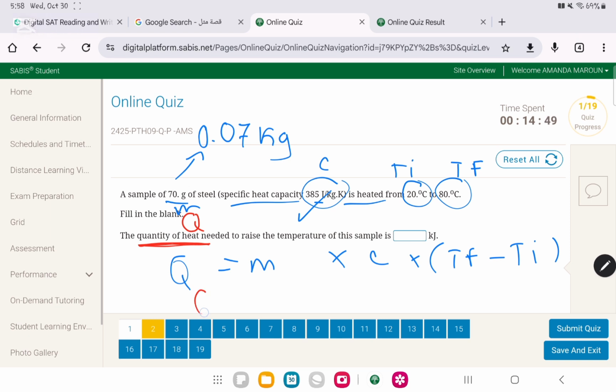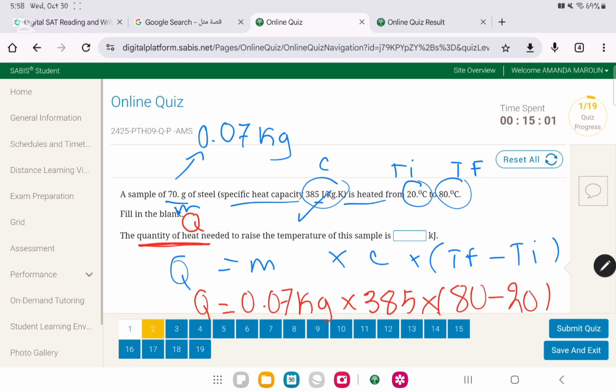So substituting, we get that Q is equal to the mass, which is 0.07 kg, times c, which is 385, times temperature final, which is 80, minus temperature initial, which is 20. If you do it on your calculator, you are going to get 1617.